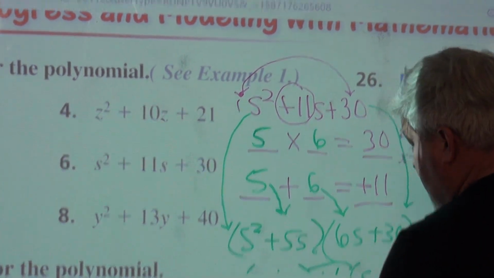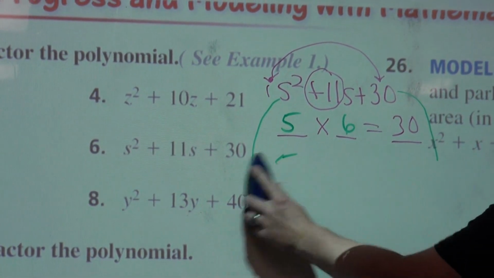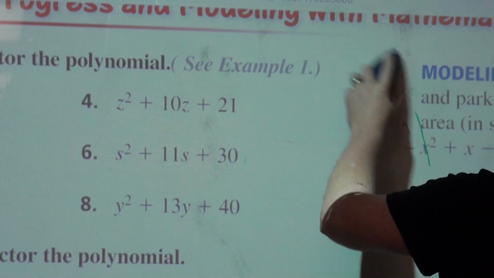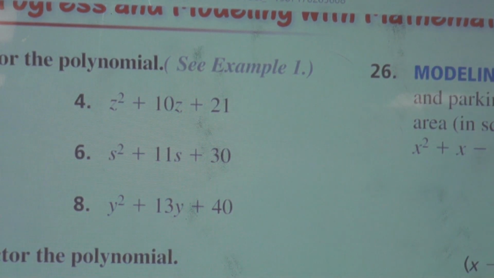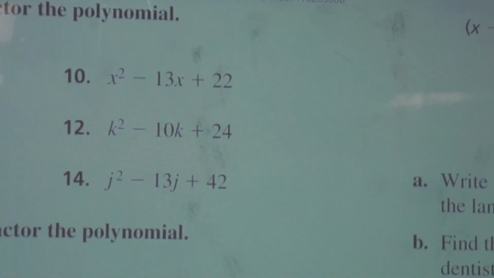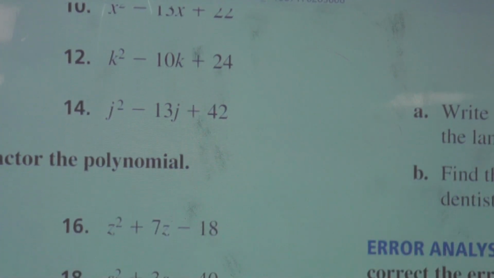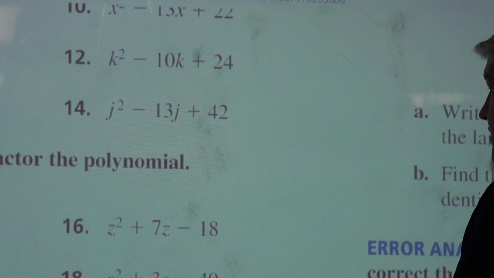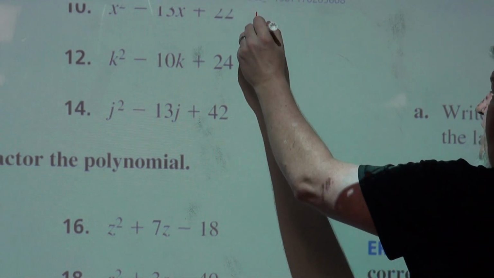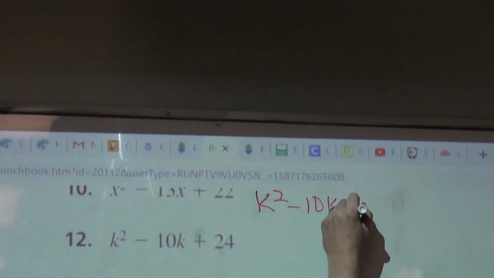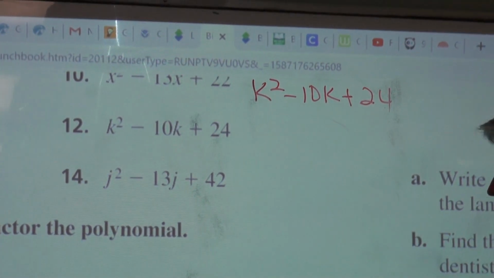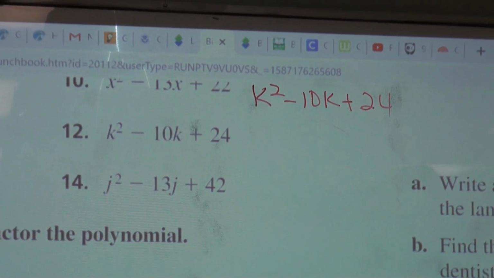So that was doing one where everything's a positive, okay? So I'm going to slide it up a little bit. We're going to go to number 12. Okay, number 12 says k squared minus 10k plus 24. We want to factor that. K squared minus 10k plus 24.